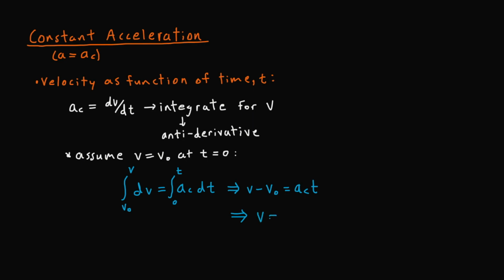And so solving for v, we get v equals v naught plus ac times t. And so that is velocity expressed as a function of time at constant acceleration. And this expression may be familiar from Physics 1 class. Here you can just see how it was derived using calculus.